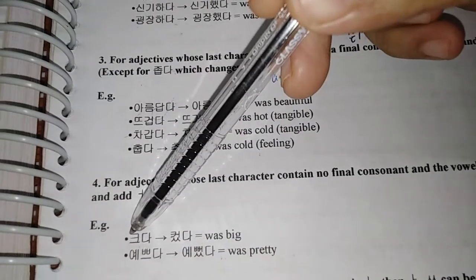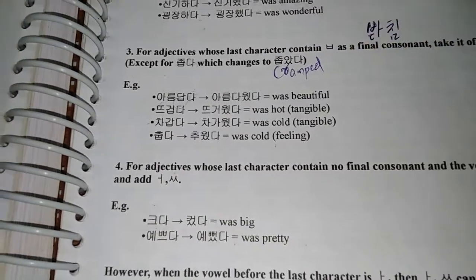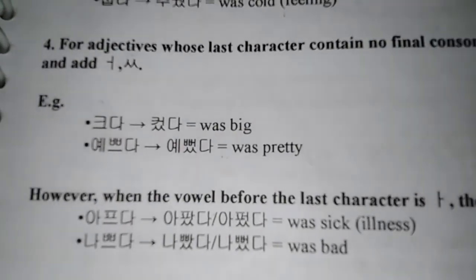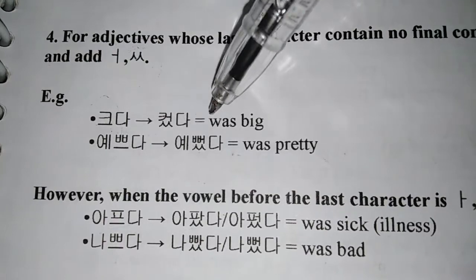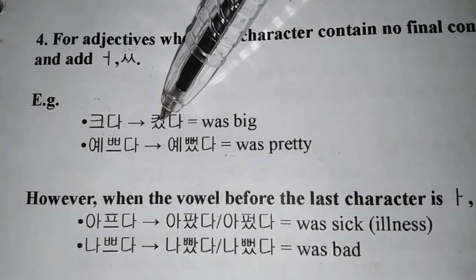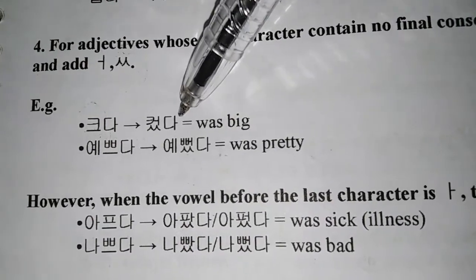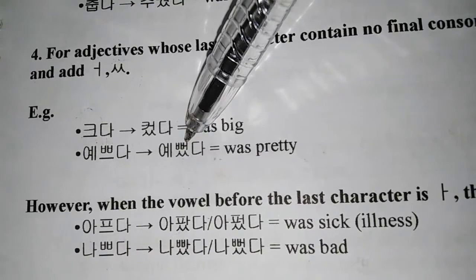So for example, we have 크다. 크다 means big. So for 크다, we are taking the ㅡ off, and in place of it we are adding ㅓ as the vowel and 쌍시옷 as the bottom. So 크다 would become 컸다. In the same way, 예쁘다 would become 예뻤다.